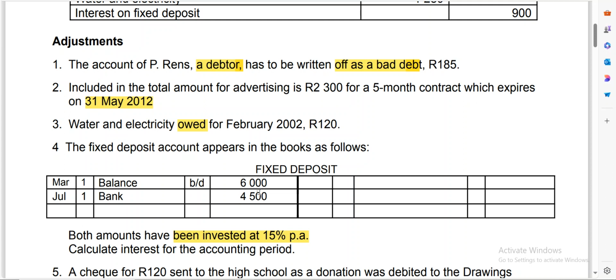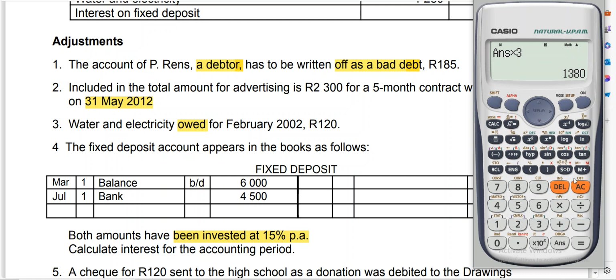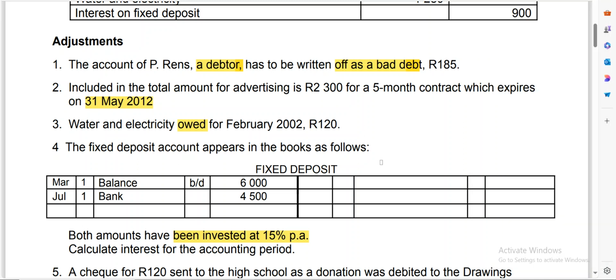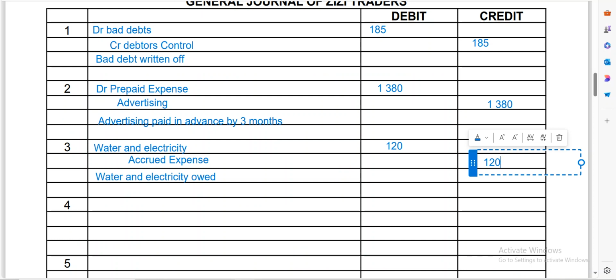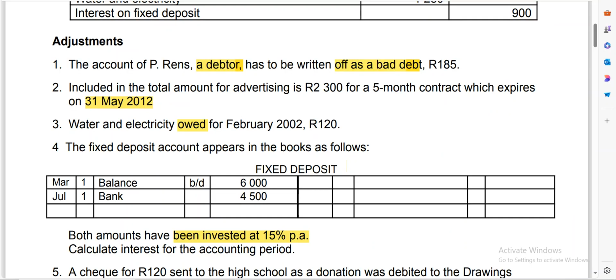So what we need to do is to check if the interest that we received is equivalent to what we were supposed to receive. So let's start with the one for 6,000. Remember, it's going to be 6,000 multiplied by 15 divided by 100, and then times 12 divided by 12, because this was with us for the entire financial period. So for the first one, the interest that we were supposed to receive, we were supposed to get 900. Maybe let me make a note here so that I don't forget. We were supposed to get 900.